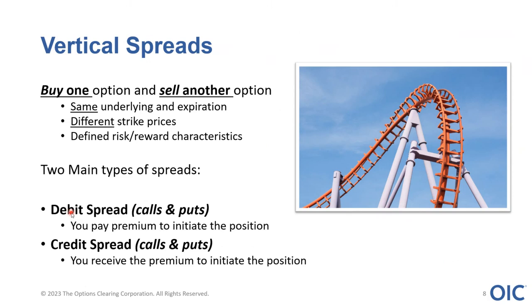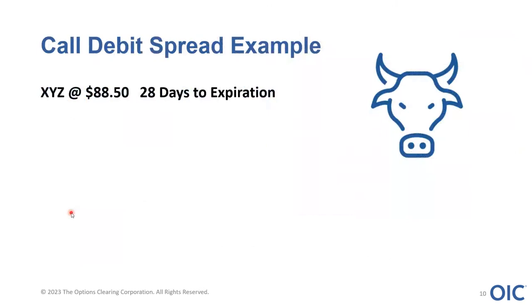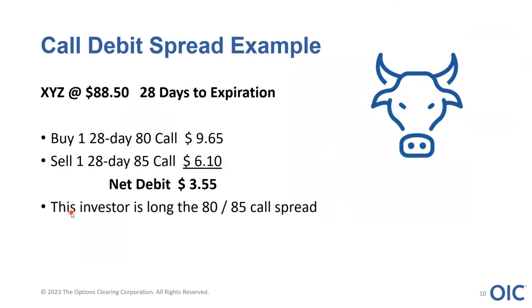Now, we've examined both the simple spread definition, and then we moved on to these two different types of vertical spreads that we're going to need to build this complex trade. Let's dig into the first building block, the call debit spread. Here's an example of the call debit spread. So stock's trading 88.5. We've got 28 days to expiration. You're going to buy the 28-day 80 call and sell the 85 call. Notice the difference in prices here. That is what creates your net debit of $3.55.